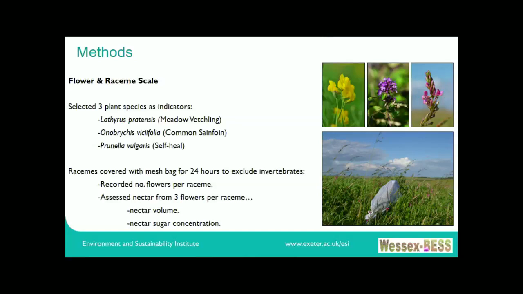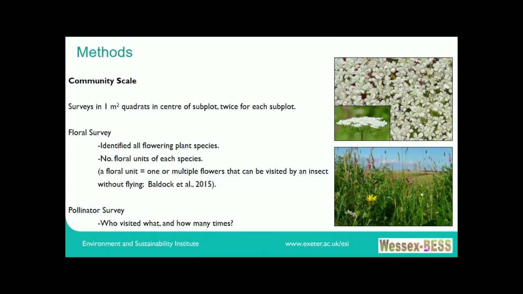And then for our community level study, we basically did surveys in quadrats on every single one of these subplots of all these treatments. We initially did a floral survey, so we identified all of the flowering plant species that were in the quadrat, and we counted the number of floral units based on previously used criteria. And then we immediately followed this with a pollinator survey. So for 10 minutes, we observed which species of invertebrates are visiting flowers, which plant species are they visiting, and then how many times are they visiting these flowers.